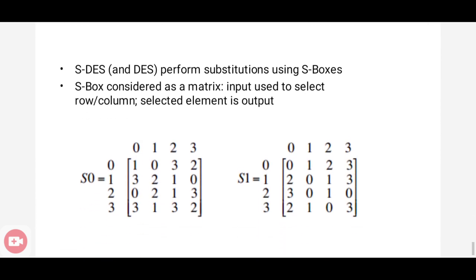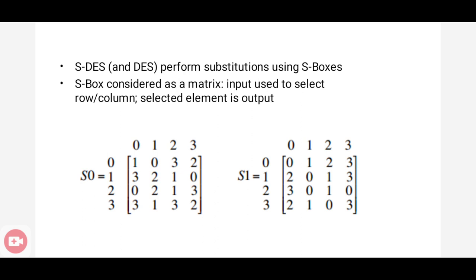So SDES and DES perform substitution using S boxes. An S box is considered as a matrix, where the input is used to select the row and column. The selected element is the output. Clear? So in this video, we discussed the block cipher principle, that is stream cipher and block cipher. And the block cipher algorithms are based on the Feistel structure. What is the Feistel structure? And the first algorithm is simplified DES, how it works. Clear? Thank you.